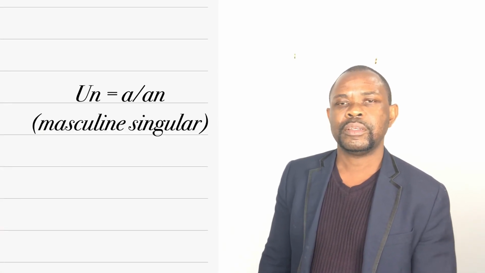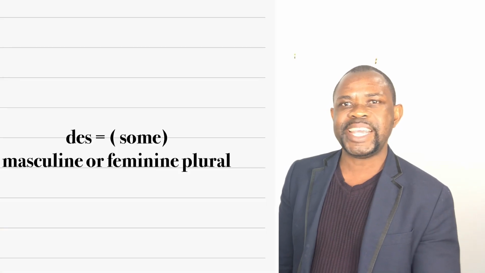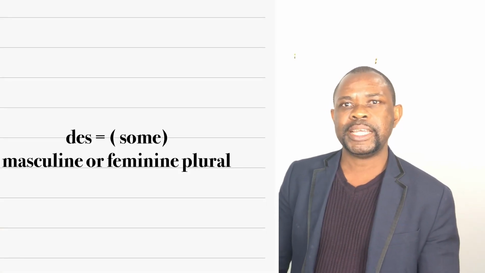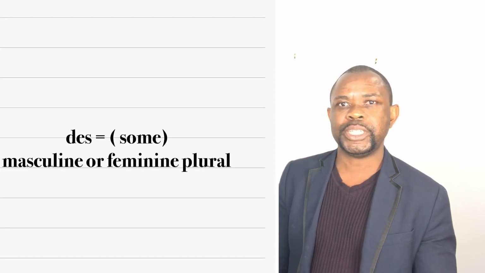So when do we use these? We use un for a masculine singular noun. And we use une for a feminine singular noun. We use des for both a masculine and feminine plural noun. So both masculine and feminine plural, we say des.